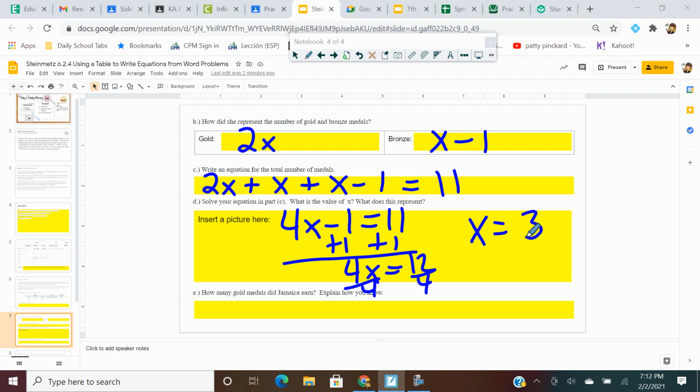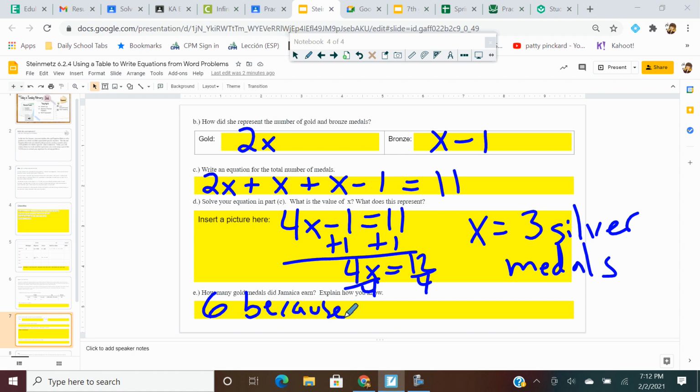And it says, what does that represent? It's silver medals. So then part E says, how many gold medals did Jamaica earn? Explain how you know. So gold is 2x. If x is 3, the answer would be 6 because 2 times 3 equals 6. Okay, we could have also figured out bronze. Bronze would be 2 because 3 minus 1 is 2.